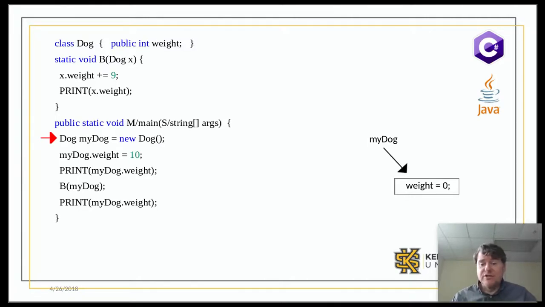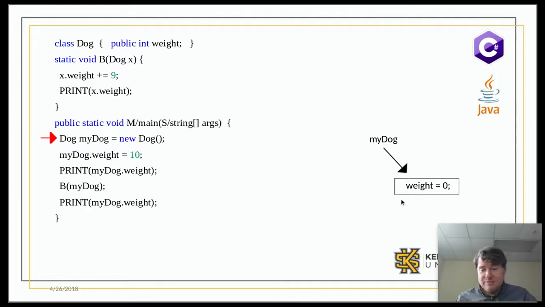And that's the only thing that the dog has, just a weight, apparently. All right, so we're going to start off in our main method, and we are going to instantiate a new dog. So over here on the right, we can see what's happening. A new blob of memory is allocated in the heap, and my dog, which is going to be in the stack of main's method, is going to effectively point to that space in memory.